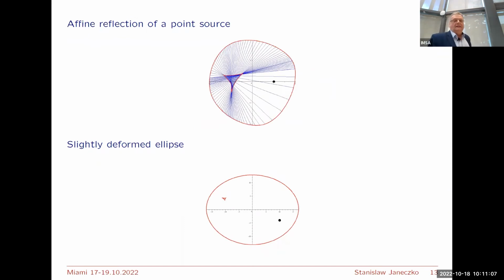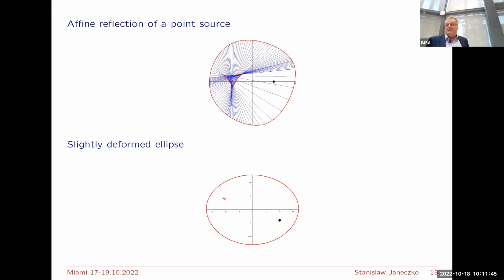Then we can, of course, also use the lines, chords, which can construct that image, the reflection of the point. And if you have a slightly deformed ellipse, it is the same. The image is maybe very small, but might be very complicated. So this is the reflection.